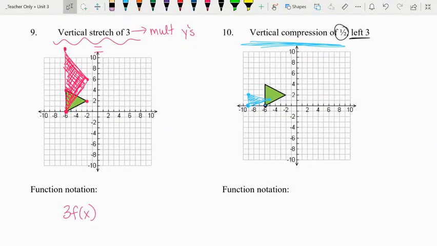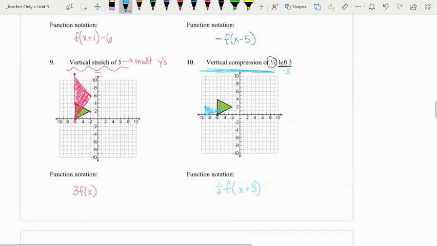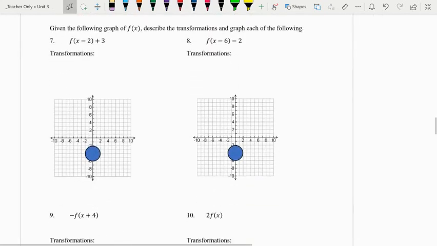Okay, but in function notation, this turns out to be 1/2, because that's my a value, and then f of x plus 3, because left 3 is really kind of like a -3, so it becomes plus when we plug it in. Okay, so that's the main focus of today, but we're going to take it the opposite route now.